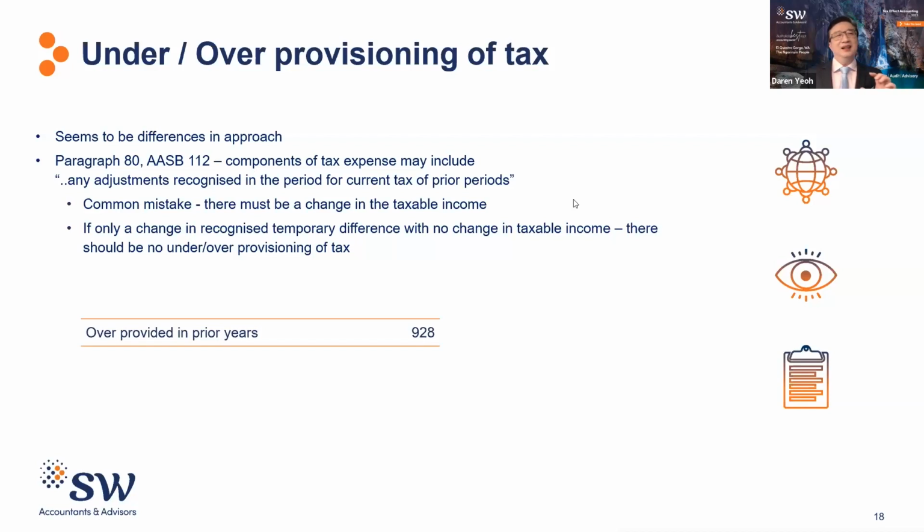A mistake we have seen is that there is no change in taxable income, but the group decided to adjust its deferred tax asset or liability balance, which does not impact the taxable income calculation. In that case, it is not an under and over provision because there's no change in current tax. So it just goes into deferred tax expense in the current period. So it's only a disclosure issue.